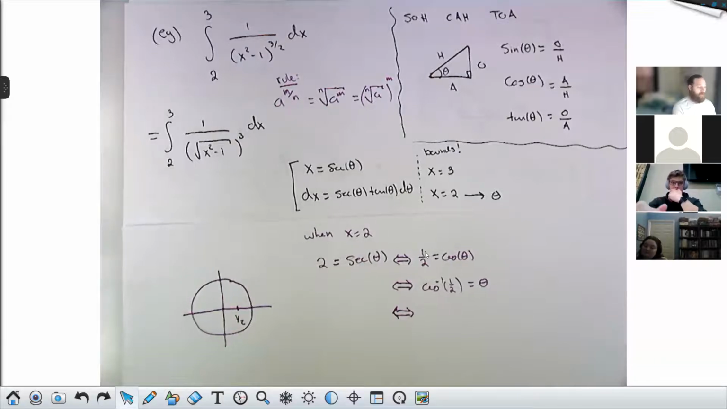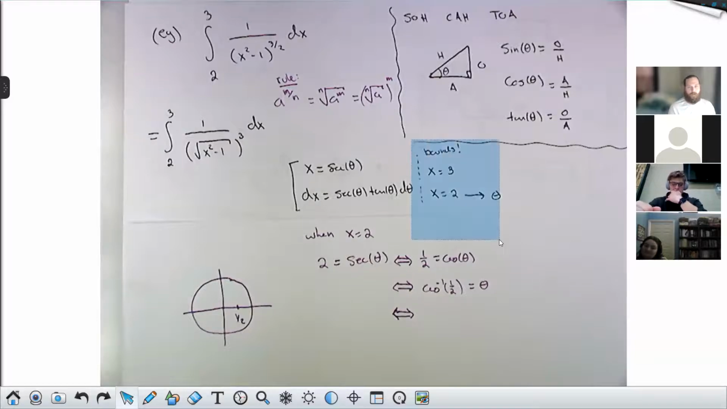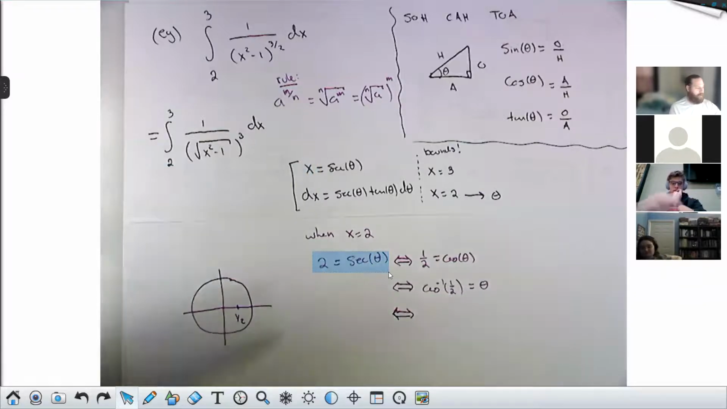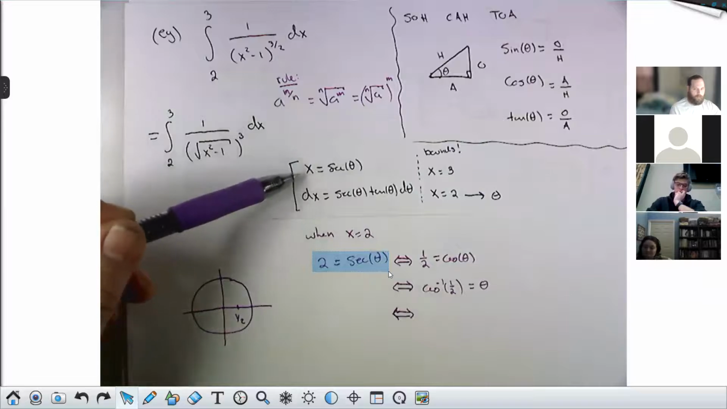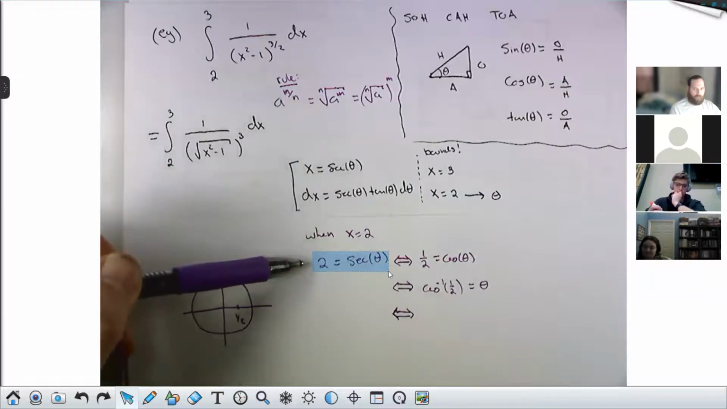So what I'm doing is trying to change the bounds for our integral because we're making a substitution, and the integral is a definite integral. Always, to change the bounds, you take your old bounds, which were 2 and 3, and you plug them into your substitution, right? Just like with U sub or Z sub, to find your new bounds, you plug the old bounds into the substitution. So if I take 2 and I plug it in for x right here, I get this equation, 2 equals secant of theta, right? Just plugging in 2 for x here. And my goal is to solve for theta.